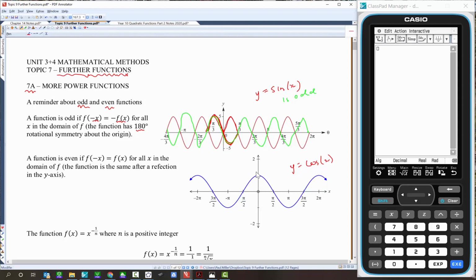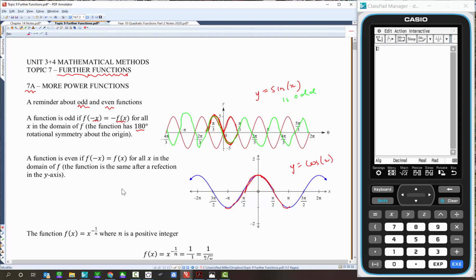What we'll note here is that when I reflect this part here, it'll become that part. That part will become that part. In essence, we're just saying that a reflection in the y-axis does nothing. It returns the same function. So we can classify that as an even function. So y equals cosine x is an even function.